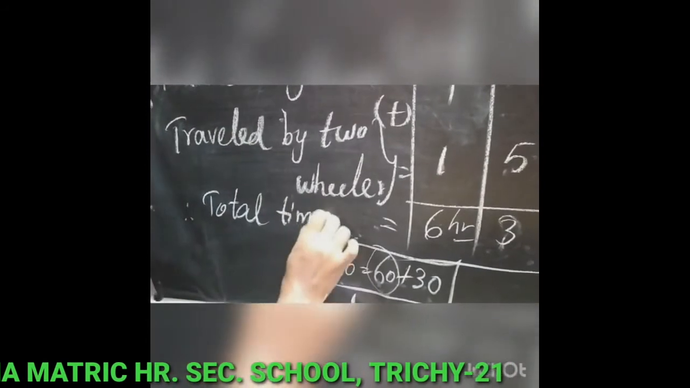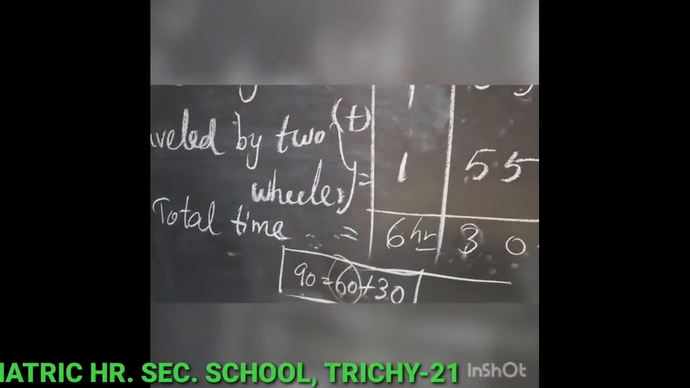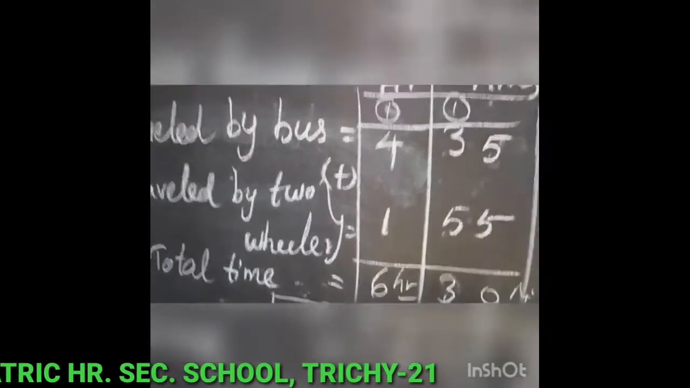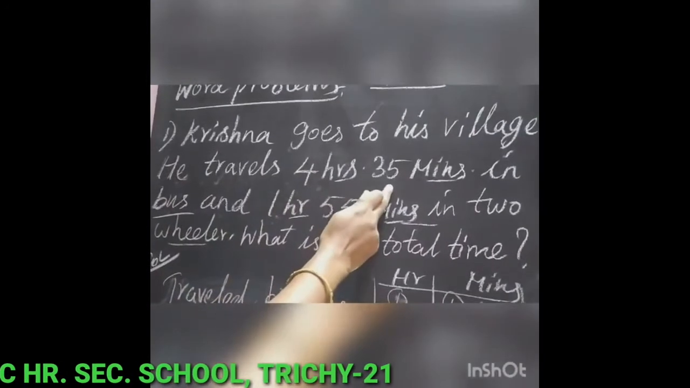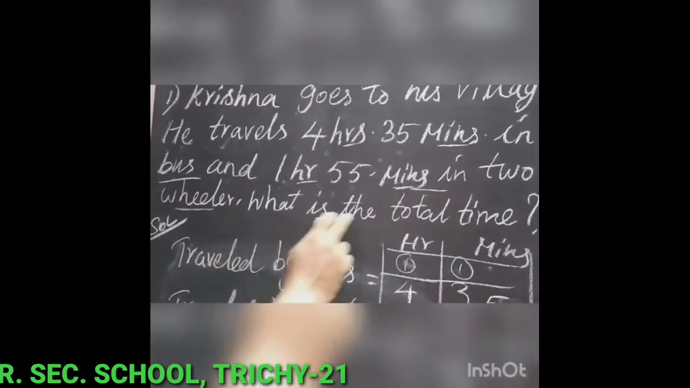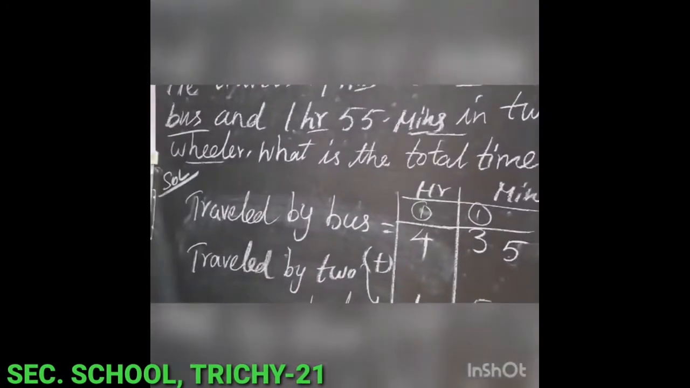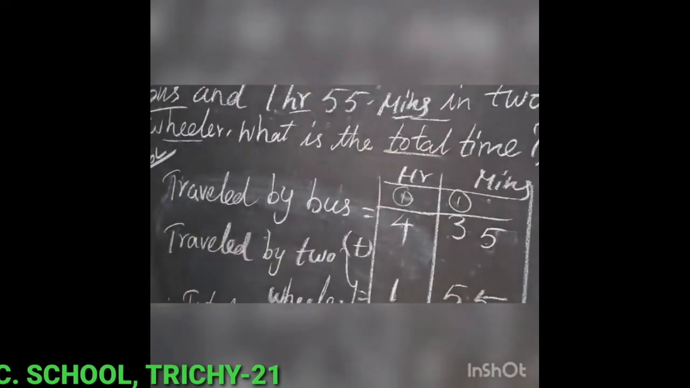Total travel time equals 6 hours 30 minutes. Again I am telling you, just listen. Krishna goes to his village. He travels 4 hours 35 minutes in a bus and 1 hour 55 minutes in a two-wheeler. What is the total time? That is the given question. So you have to add this one.